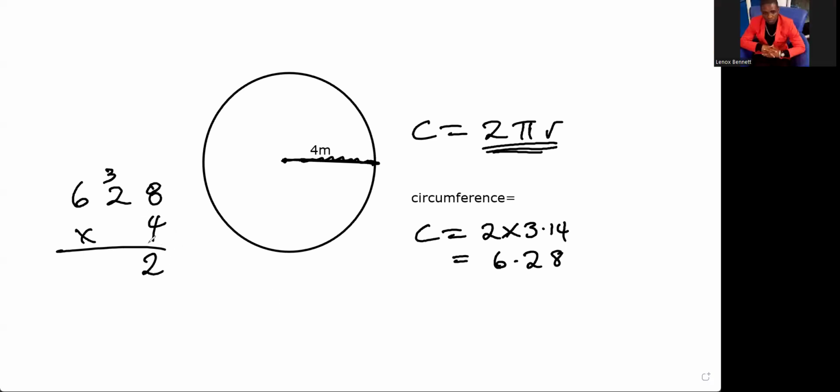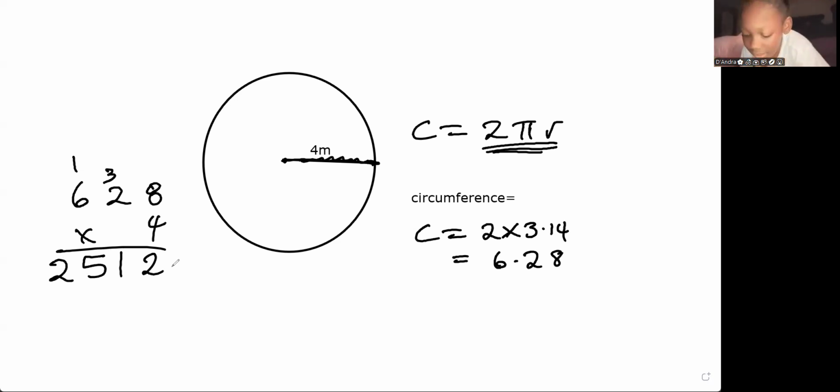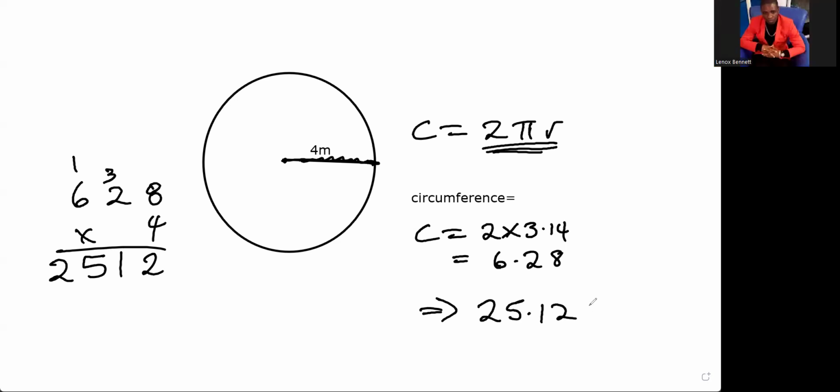Alright. 4 multiplied by 2 is 8, plus 3 is 11. So you carry the 1 and put down the 1. Then 4 times 6 is 24, plus 1 is 25. So your answer would be 25.12.